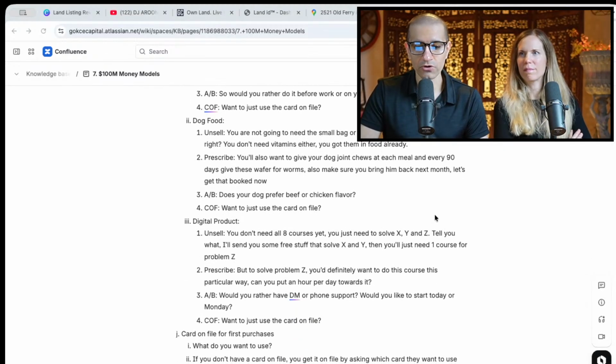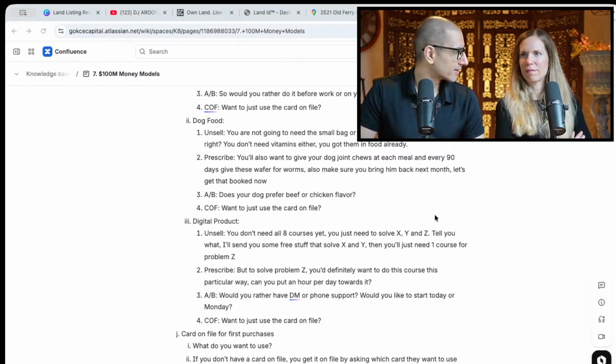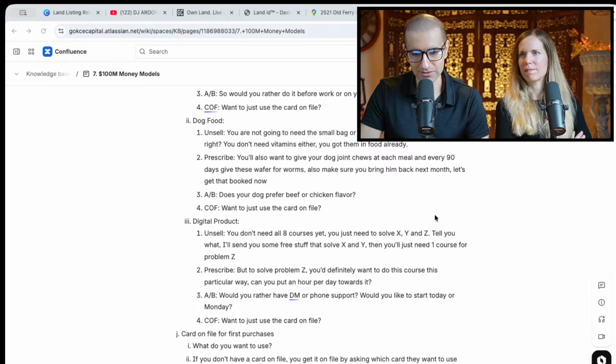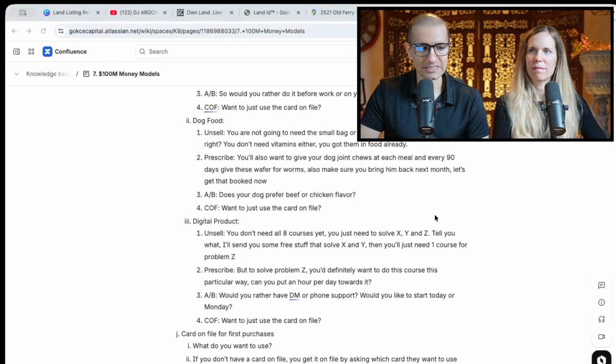Dog food. Unsell. You're not going to need the small bag or the puppy stuff. You got a really big dog, right? You don't need vitamins either. You got them in food already. So he's unselling vitamins. Then prescribe. You want to give your dog joint chews at each meal, and every 90 days, give them wormer for worms. Also, make sure you bring him back next month. Let's get that booked now.